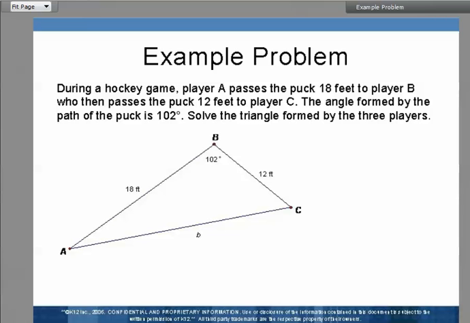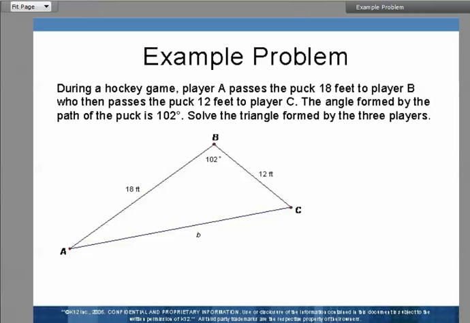Now, here's another practical problem. So it's during a hockey game. Player A passes the puck 18 feet to player B, who then passes the puck 12 feet to player C. The angle formed by the puck is 102 degrees. They say solve the triangle formed by the three players. So what are we trying to do? We're trying to find how far AC is over here.